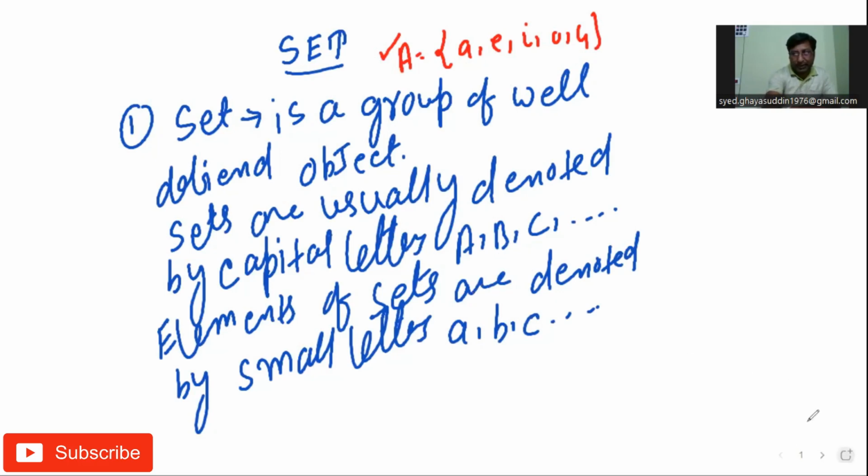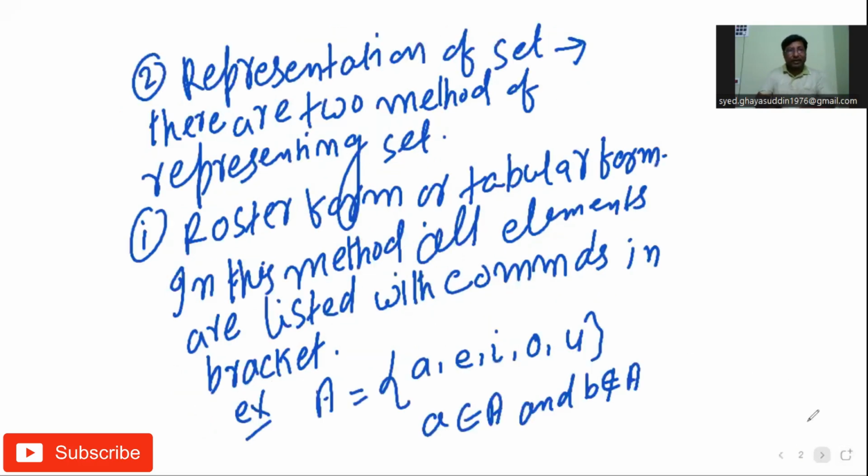Now see the second point. The second point is representation of a set. That means how to write a set, how to represent the set. There are generally two methods of representing a set. The first one is roster form or tabular form. In this method, all elements are listed with commas in brackets. In the roster form or tabular form, all elements of the set are written with commas in a bracket.